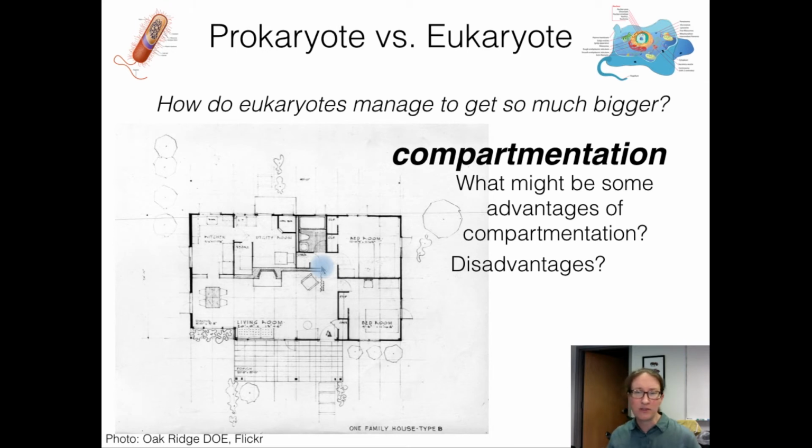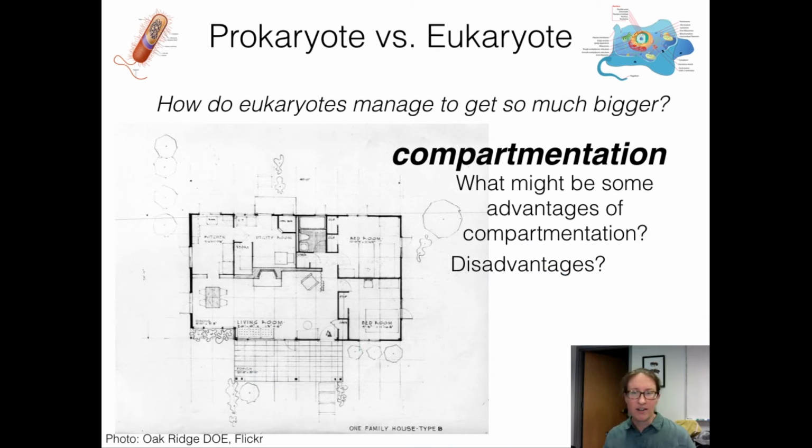And I think it's useful to pause the video here for a moment to see if you can think of some advantages to compartmentation based on this house analogy, and then I'm going to go on to describe what biologists have generally come up with. You can also think about some disadvantages.